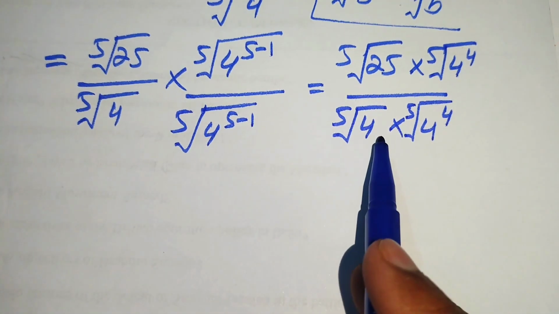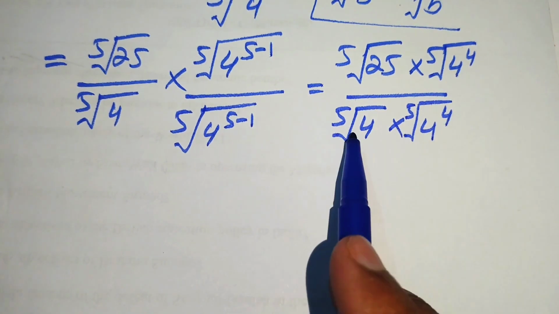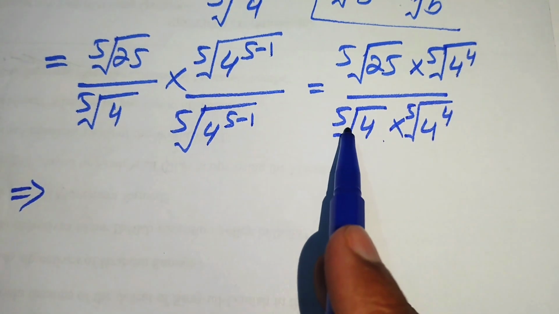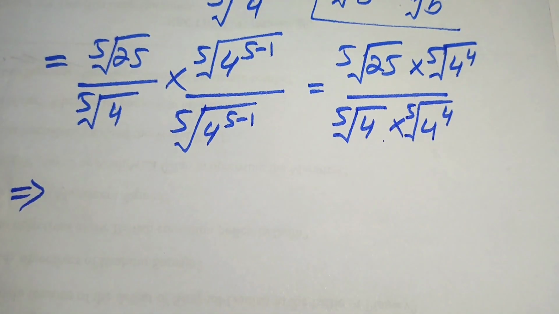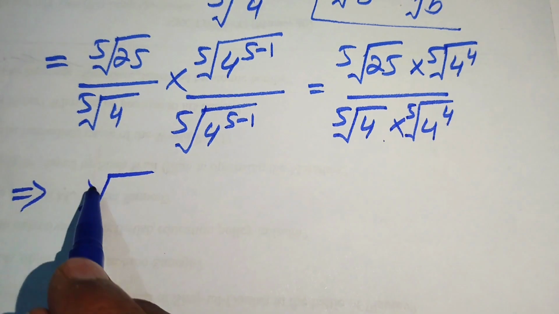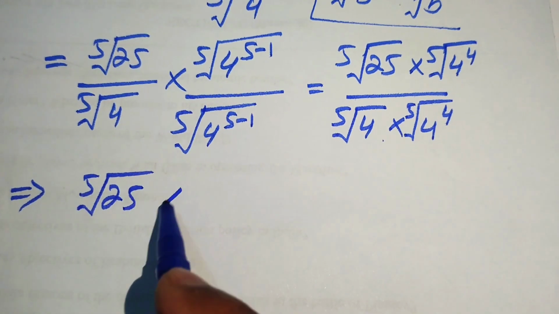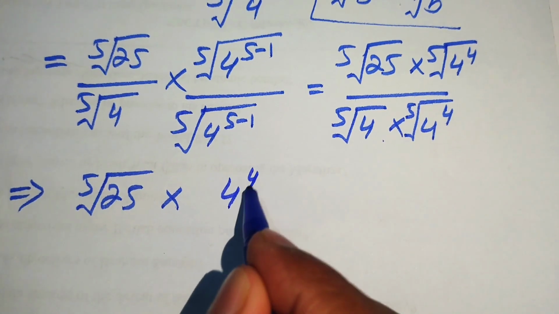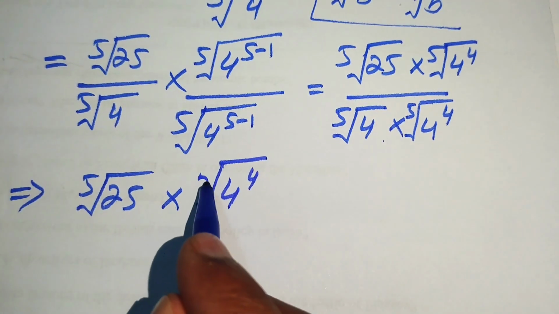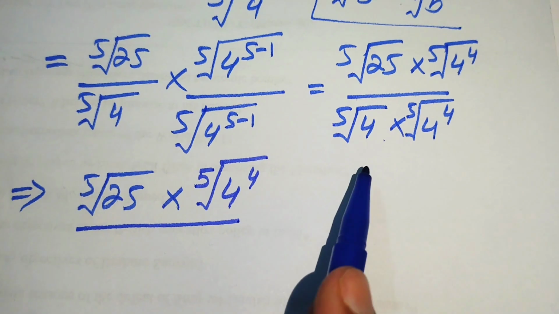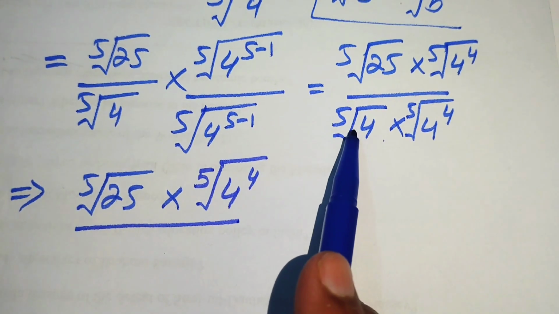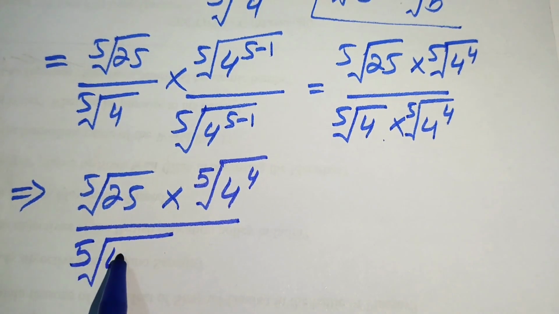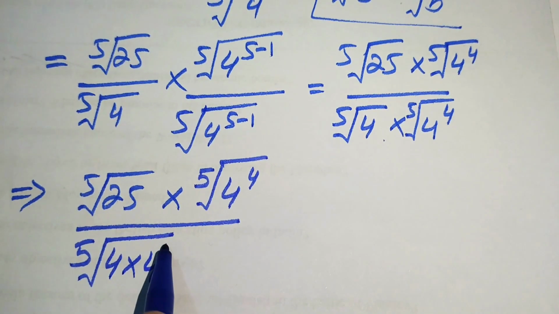According to this radical law, if both of these terms have the same radical sign, we combine the fifth root on both of these terms. It will be written as the fifth root of 25 multiplied by 4 to the power of 4, and it is divided by, here we combine the fifth root of both of these terms, the fifth root of 4 multiplied by 4 to the power of 4.